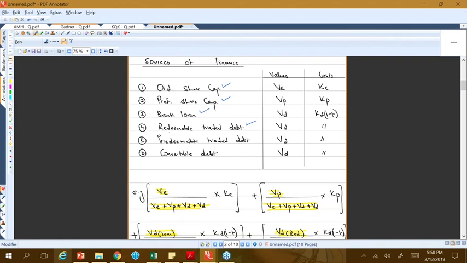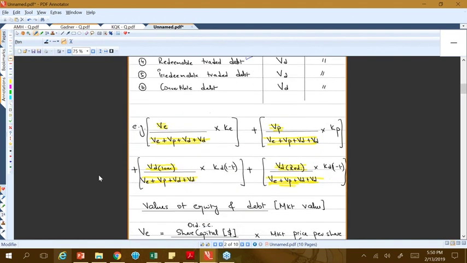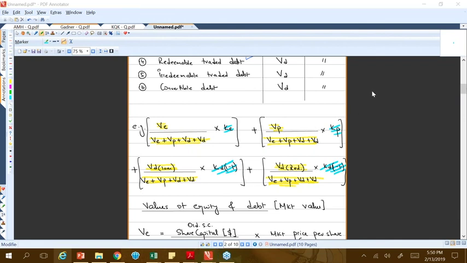Which means for these sources of finance, I need to work out their values and the costs. Once I work out their values and the costs, which we now know how to find, I will be using this WACC formula. This is the extended WACC formula, which is used when there are two or more sources of finance.